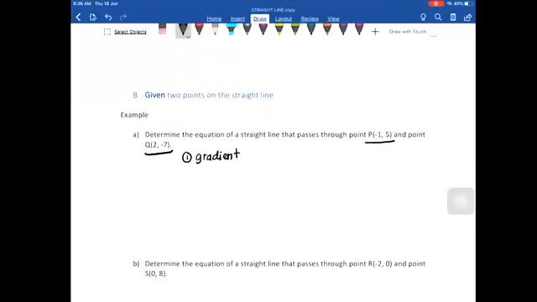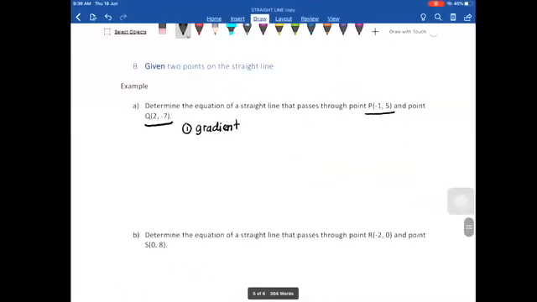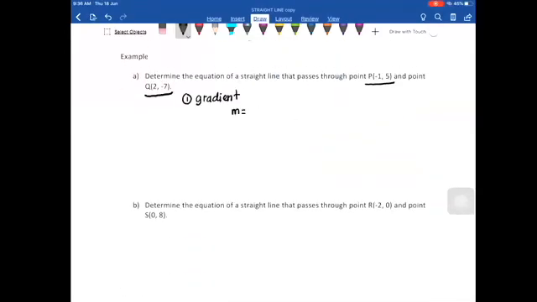Boleh tak saya dapatkan gradient menggunakan 2 point? Boleh, Miss. Boleh. Kenapa? Sebab kita berbalik semula kepada our formula of gradient. Ada 2 jenis formula, which is the intercept dengan horizontal and vertical line. So saya boleh guna the second formula. Okay. So M is equals to Y2 minus Y1 over X2 minus X1.